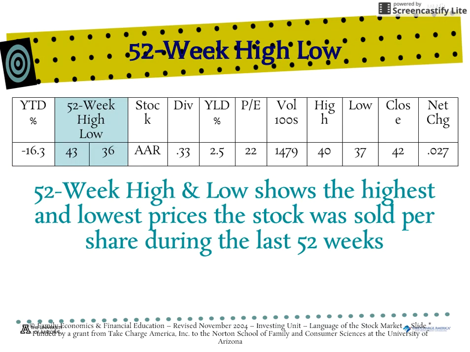The next one is the 52-week high and low. The 52-week high and low shows the highest and lowest prices the stock was sold for per share during the last 52 weeks. So 52 weeks is a year, so we know $43 was the highest, $36 was the lowest.